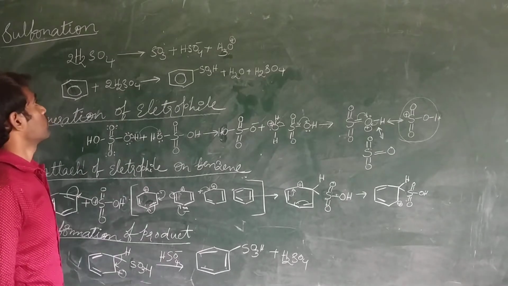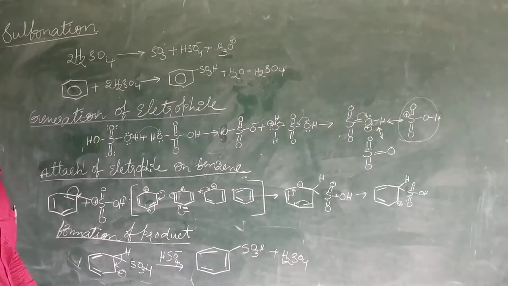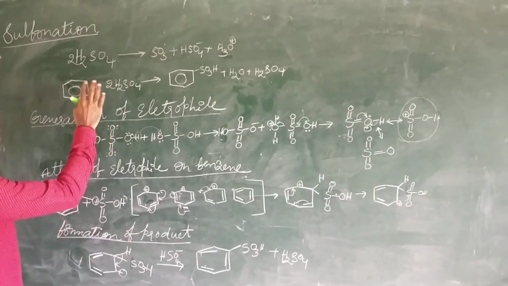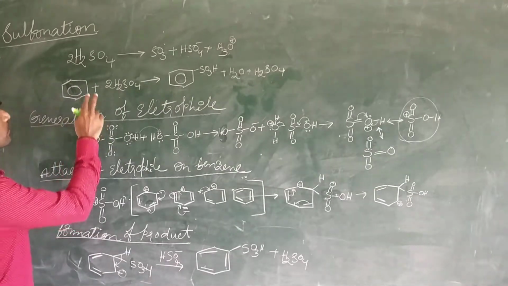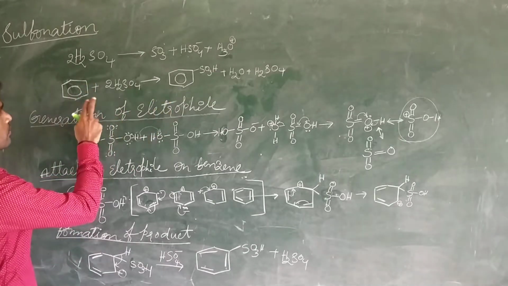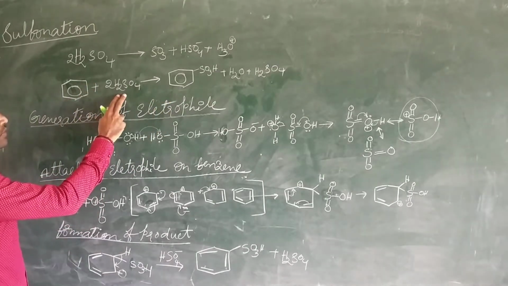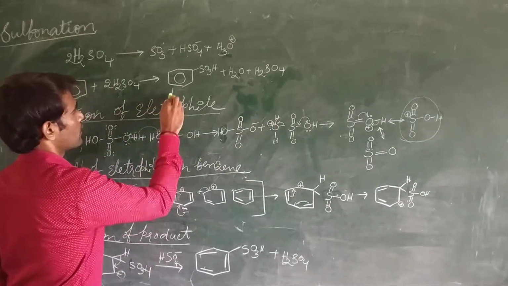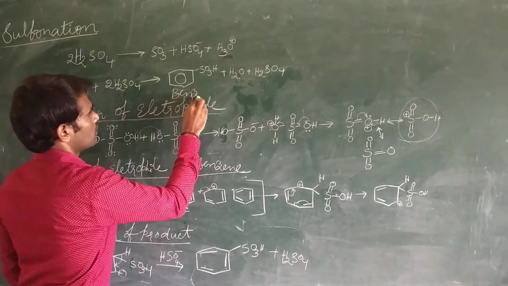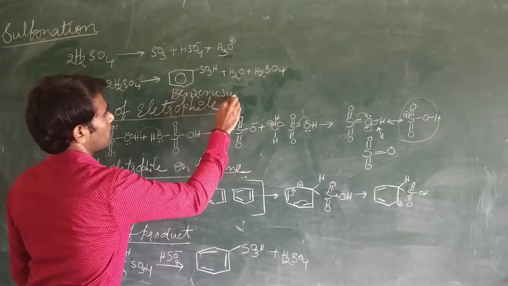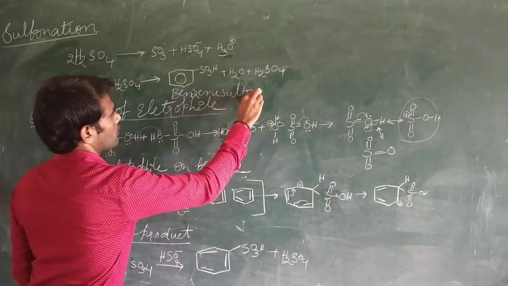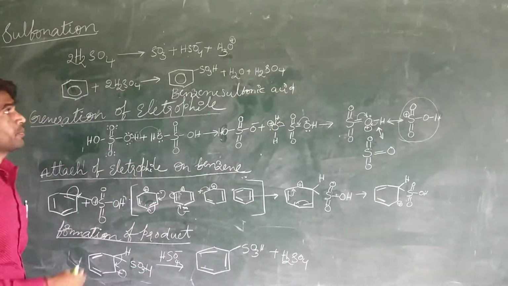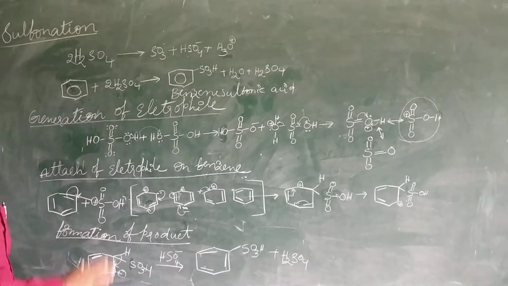Today I would like to explain about the sulfonation mechanism of benzene. In last class we explained about the nitration of benzene. Now, sulfonation of benzene. When benzene undergoes sulfonation in the presence of sulfuric acid, 2 moles of sulfuric acid, it gives benzene sulfonic acid. Benzene sulfonic acid is produced upon treating benzene with sulfuric acid.